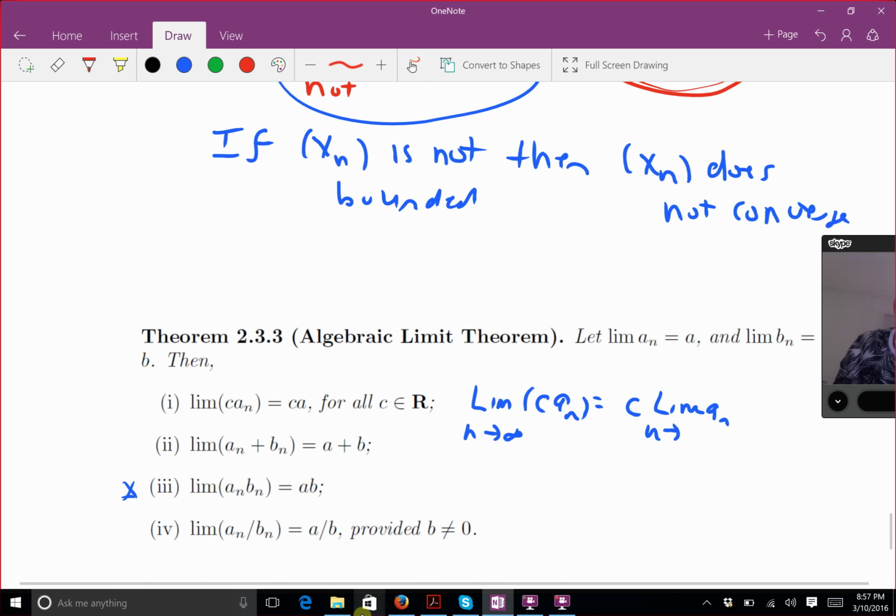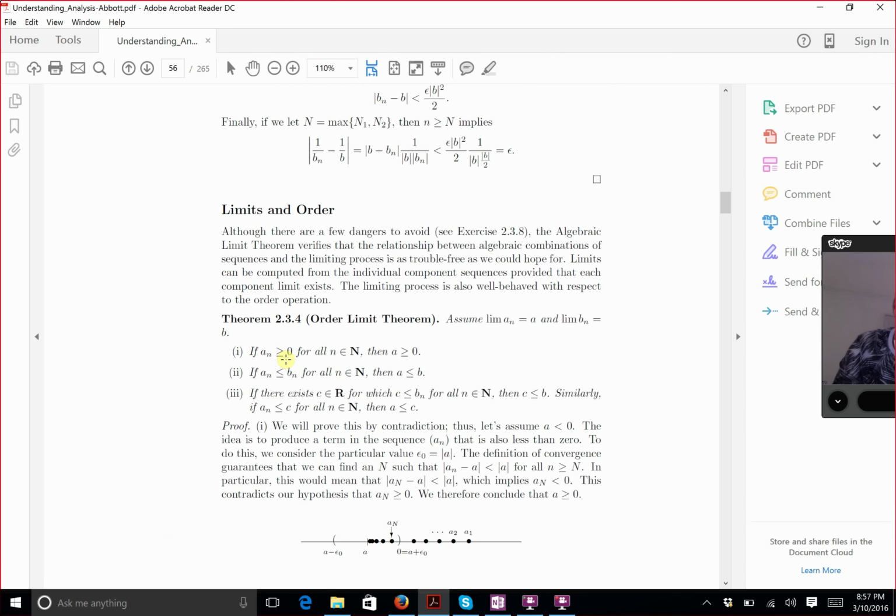This theorem that I'm going to show you is kind of like a lemma to the squeeze theorem. It says that if you have two sequences that both converge, and a_n is always less than or equal to b_n, then the limit of a_n is less than or equal to the limit of b_n. And we're going to need this for the squeeze theorem.